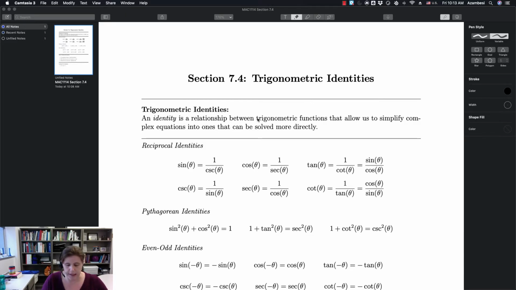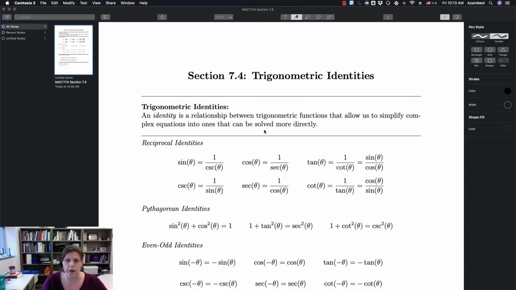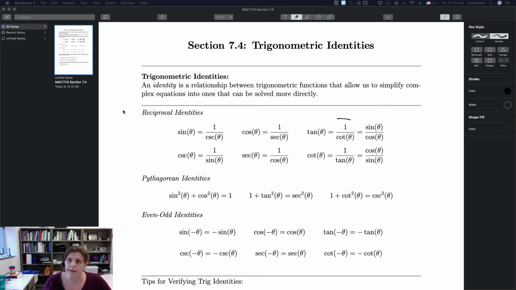So like I said, an identity is a relationship between functions, and it allows us to take a complex trig function and break it down into smaller pieces. For those of you moving forward into calculus, this will become very important in calculus. Here we're going to learn how to do it, we're going to practice, and then we'll move on to something else. Okay, so let's review the identities that we have so far.